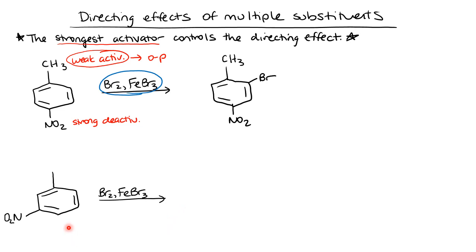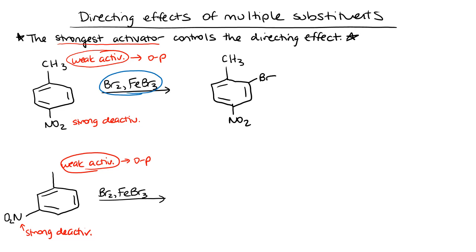Now let's take a look at a similar structure. Again, we have a methyl group, I just didn't write the CH3, and a nitro group, but now they are meta to one another. So we just saw that our nitro group is a strong deactivator, while our methyl group is a weak activator. And since our methyl group is a stronger activator than the nitro group, it's going to have the directing effect, and our incoming group, which is bromine, will go to the ortho-para position.